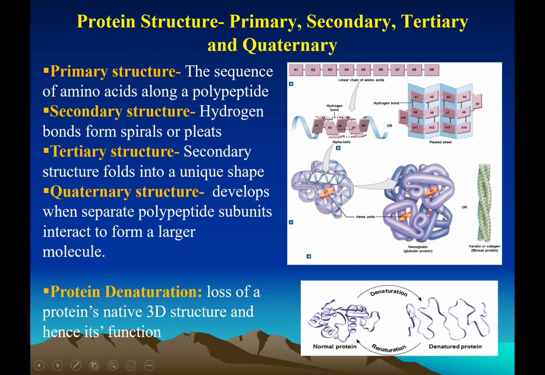When a protein is subjected to a harsh environment, it will lose its structure and hence its function. That is called protein denaturation. It might be a change in pH, very high or low temperatures, radiation, or salinity. All of them can cause protein denaturation.